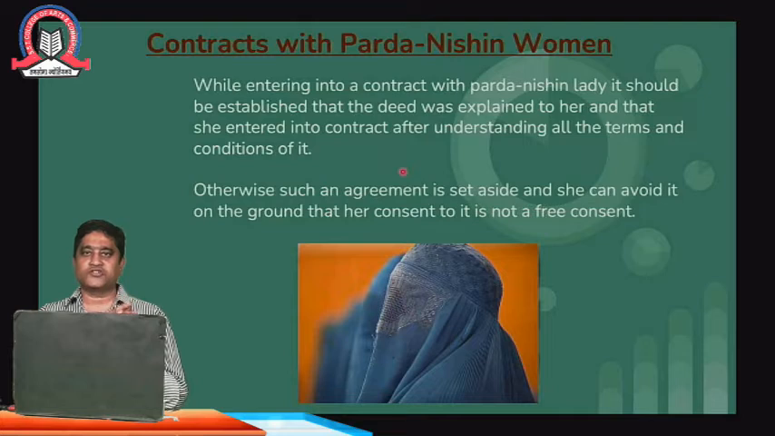So two statements she should write. Those two particular words are very important, which make the important aspects related to the contract: that it was explained and that she had understood. The first point is that it was explained by that person, and she had understood. If one part is missing, then that contract would not be valid. Otherwise, such an agreement is set aside by the court, and she can avoid it on the ground that the consent obtained was not free. That means it is called a voidable contract.